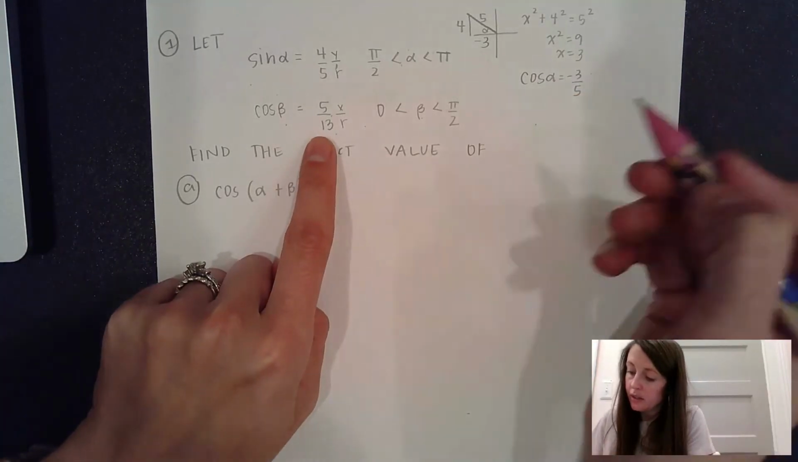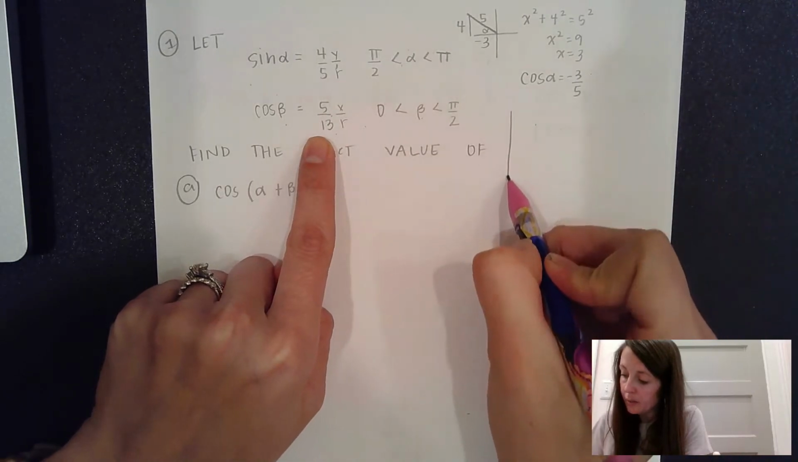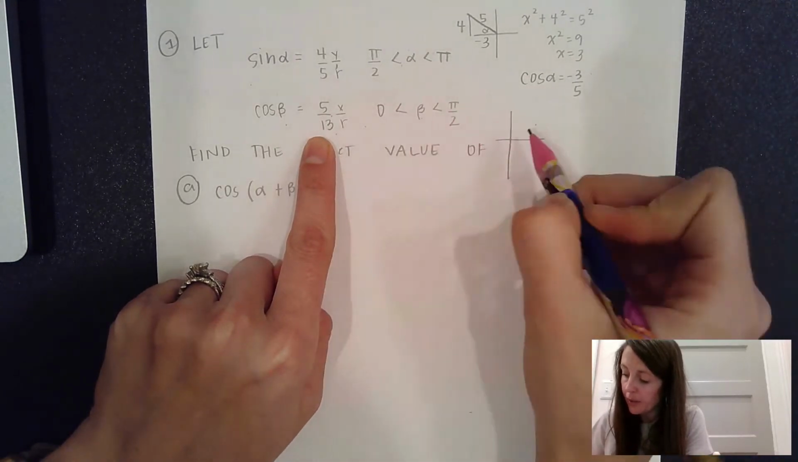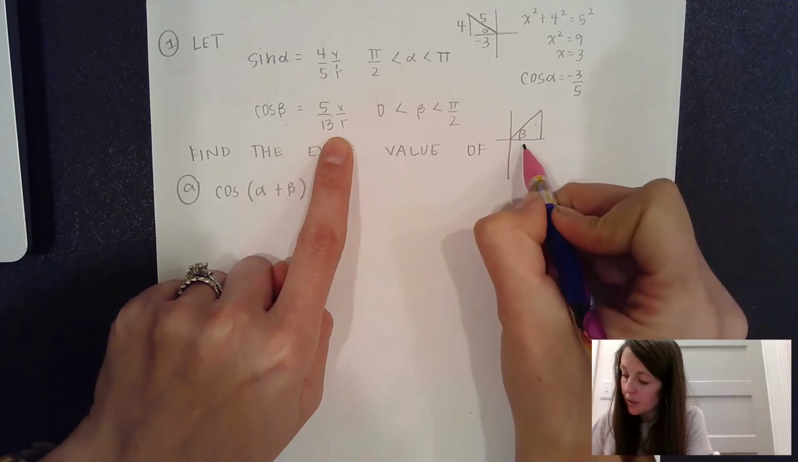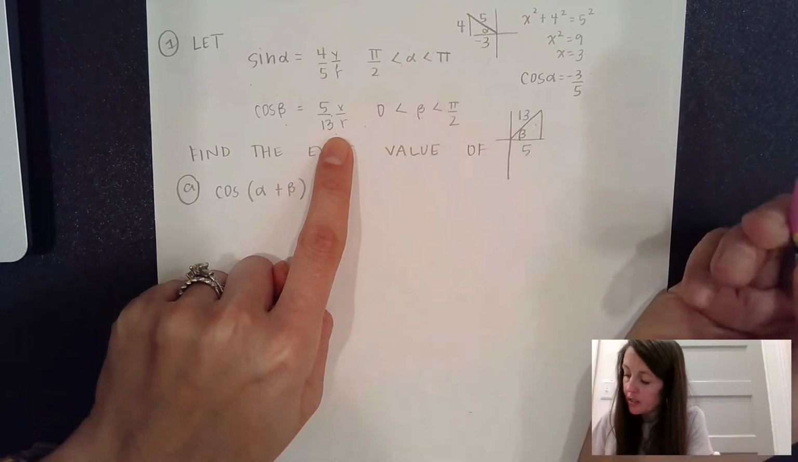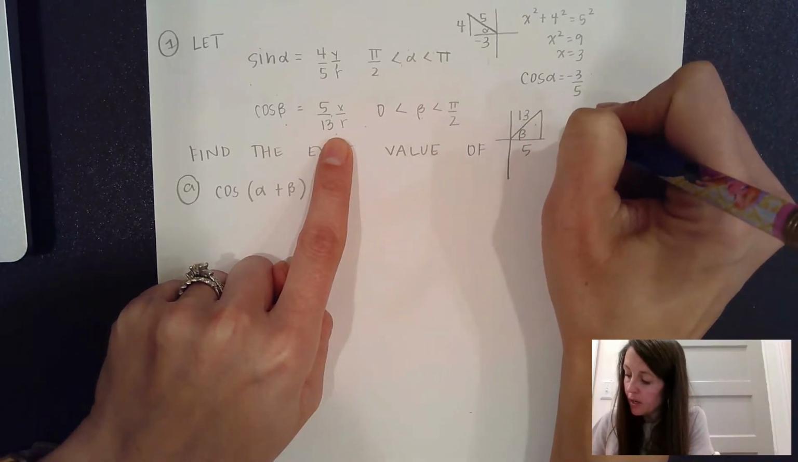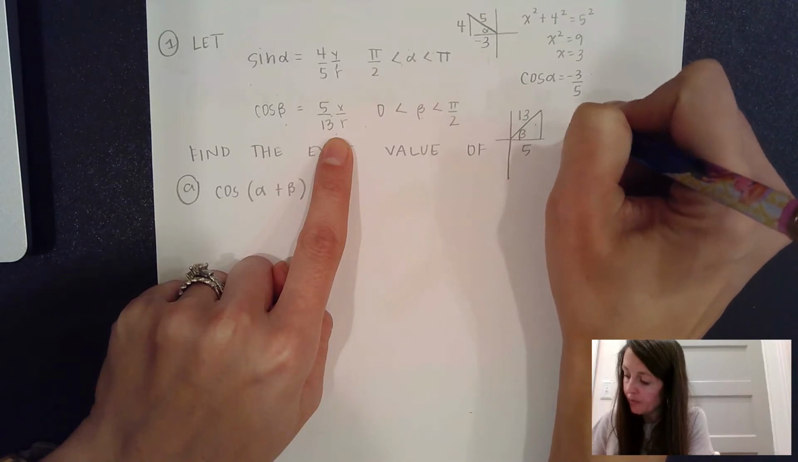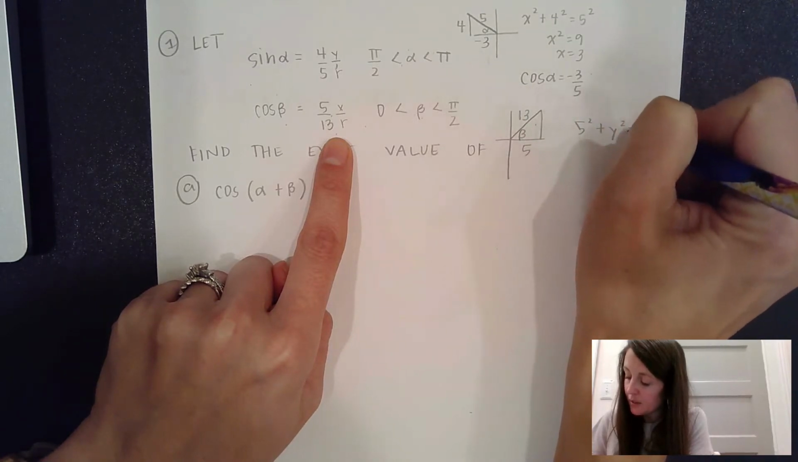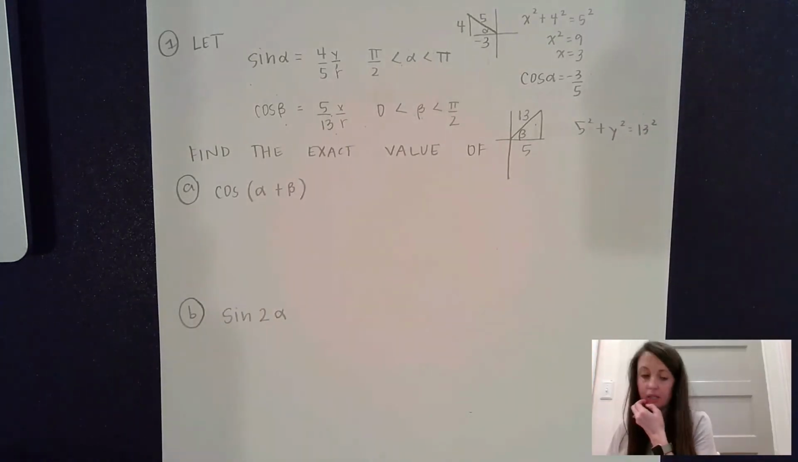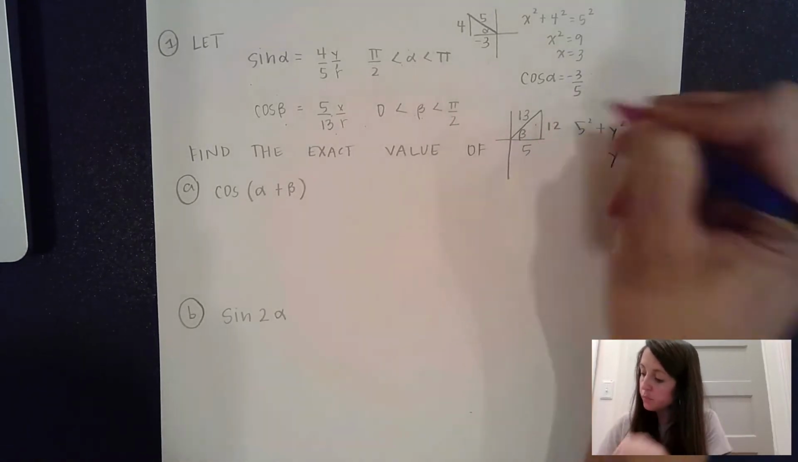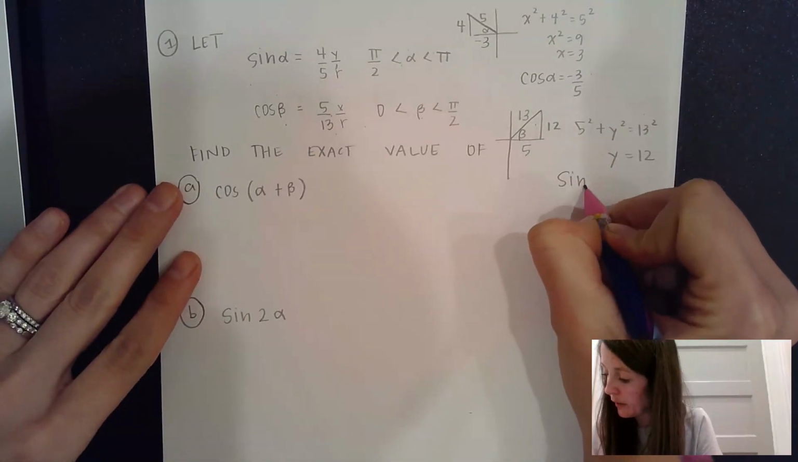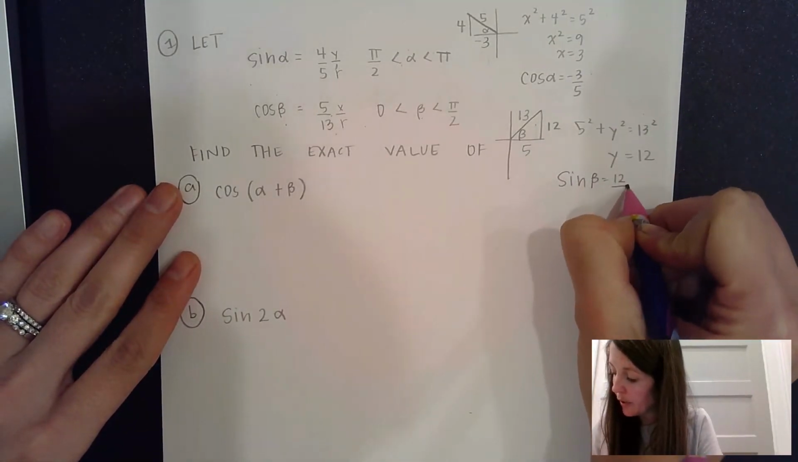Right, and then cosine of beta here, so beta is going to lie in between 0 and pi over 2, so that's going to be in the first quadrant. So this is going to be 5 and 13 here, so we can find y. So it'll be 5 squared plus y squared is equal to 13 squared, so that's 169. 169 minus 25 is 144, so that is going to be 12. So that means sine of beta is going to be equal to 12 over 13.